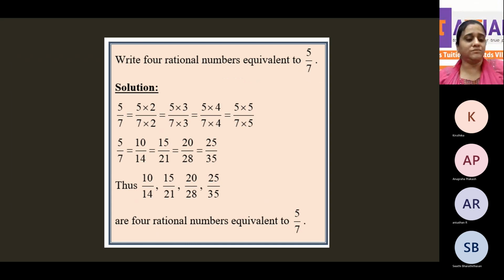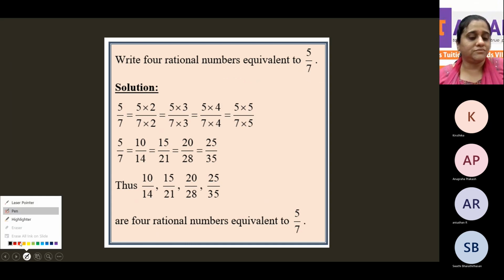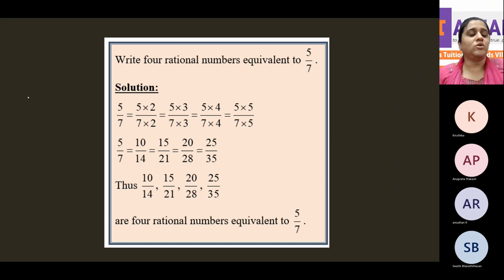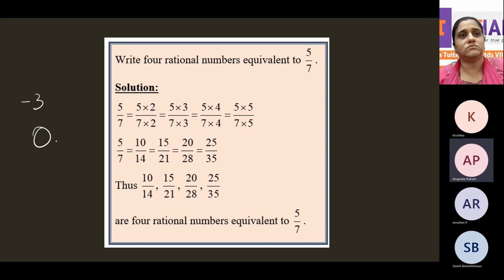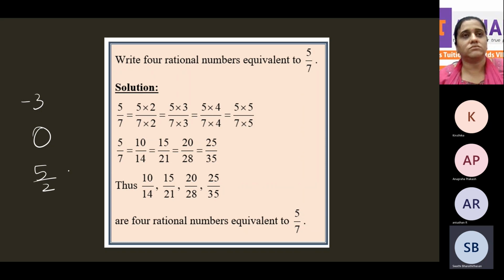Now answer this question. Anirudh? Is -3 an integer? Yes, ma'am. Anugraha? Is 0 an integer? Yes, ma'am. Swati? Is 5 by 2 an integer? No, ma'am. Why? Because 5 by 2 is not an integer. Why? Because it's not in that collection.